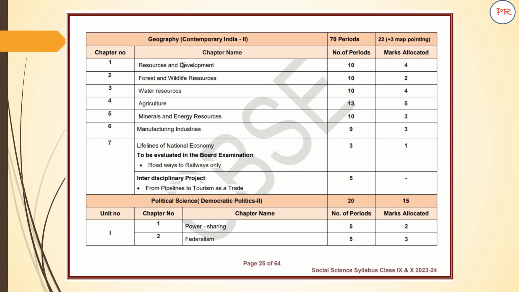Now coming to the geography part, you will find there are total 7 chapters. Chapter number 1 is resources and development. It will be allocated 4 marks. Forest and wildlife, 2 marks. Water resources, 4 marks. Agriculture, 5 marks. Minerals and energy resources, 3 marks. Manufacturing industries, 3 marks. Lifelines of national economy will be for only 1 mark, out of which only roadways and railways will be asked in the board exam.